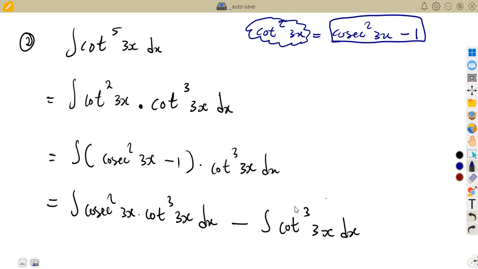It's different from the previous question. In the previous question, we were left with cot squared, and we're able to integrate that directly because it is there in our formula sheet. But for cot to the exponent of 3, we can't integrate this directly. So what do we do? It's like another question on its own. They can ask you to integrate this on its own.